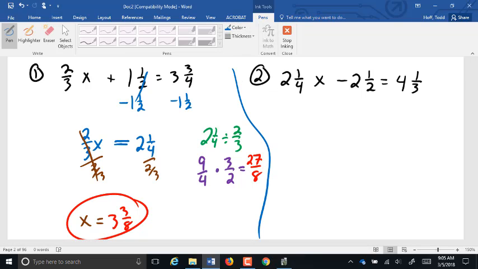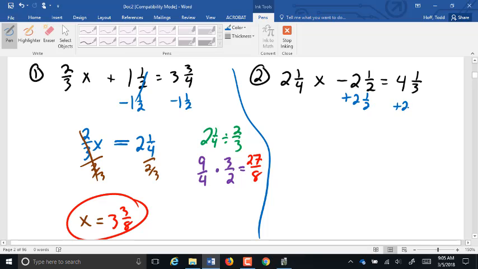So for number 2, where's our first step? Add the 2.5. So the 2.5 goes away. On the left, we have 2 1/4 x. On the right, we have 4 1/3 plus 2.5. That ends up being 6 5/6 if you do out the addition. Find the common denominators and add them together.